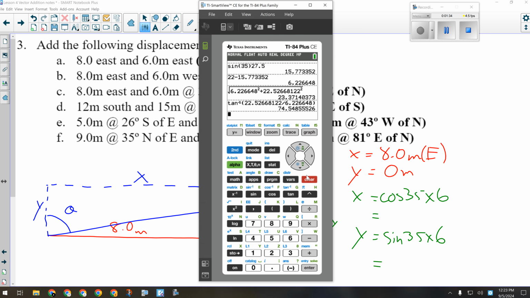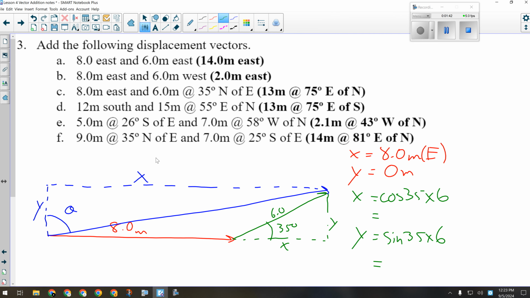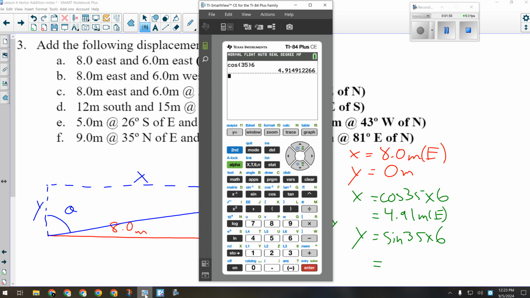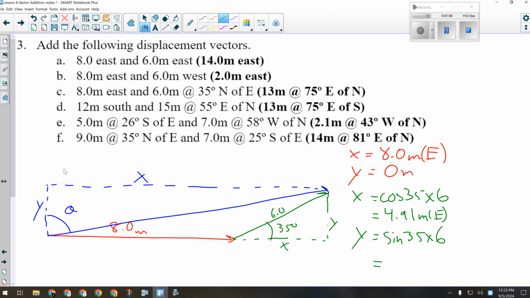So cos of 35 times 6, we're looking at 4.915 or 4.91, so 4.91 meters east. And for our y component, we'll do sine for that one. So the sine of 35 times 6 gives us 3.44 meters north.